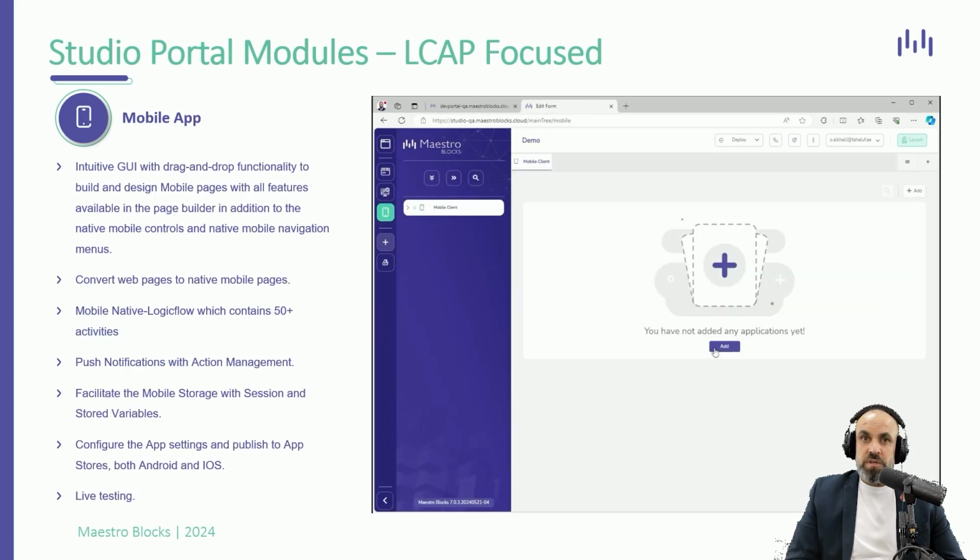The fifth module is the mobile app. While building the mobile application, Maestro Blocks follows a cross-platform approach and produces a native mobile app based on the React Native technology for both Android and iOS platforms, and helps you publish your application to different application stores with your own branding. Unlike traditional methods, there is no need to rebuild your database, logic flows, or server functions. They are all seamlessly reusable.